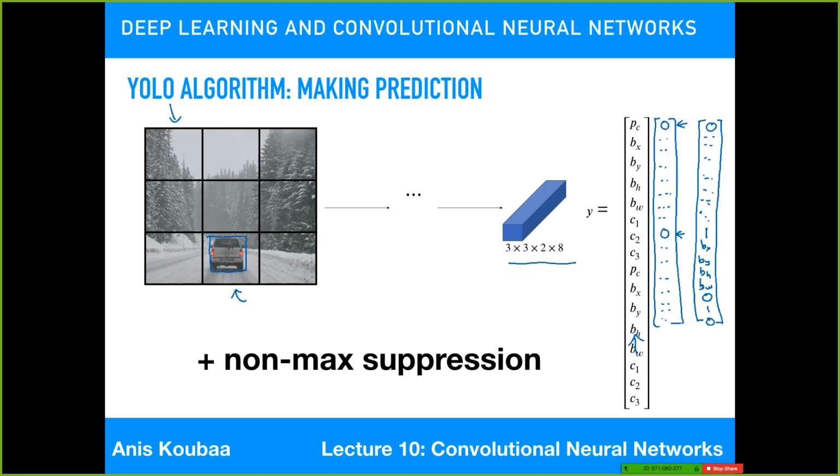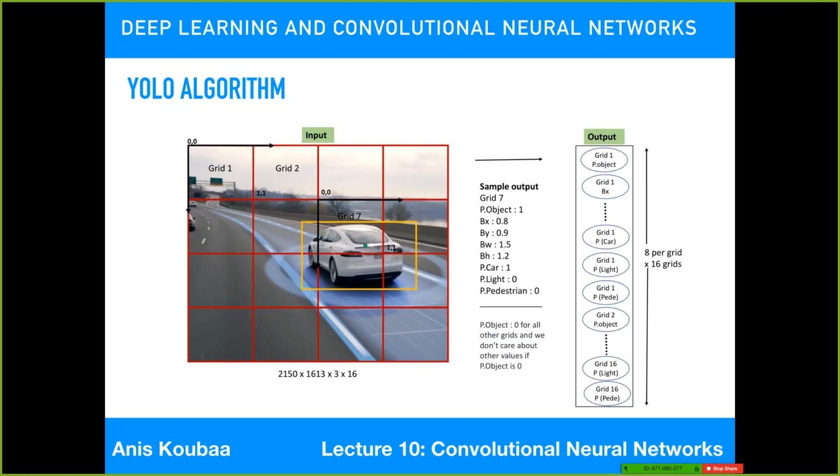Okay, so the YOLO algorithm will apply the convolutions in order to find the output vector, and it will use non-max suppression to only keep one bounding box per object in the image. So this is here a summary.